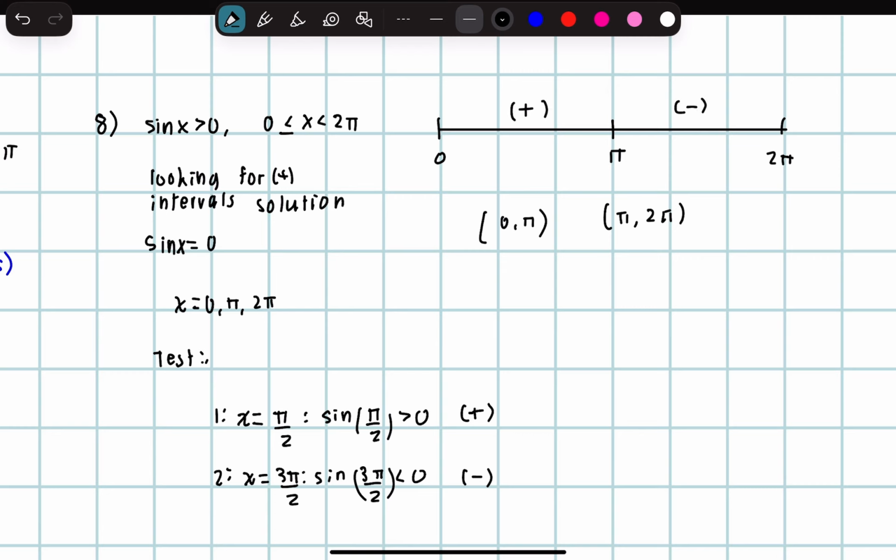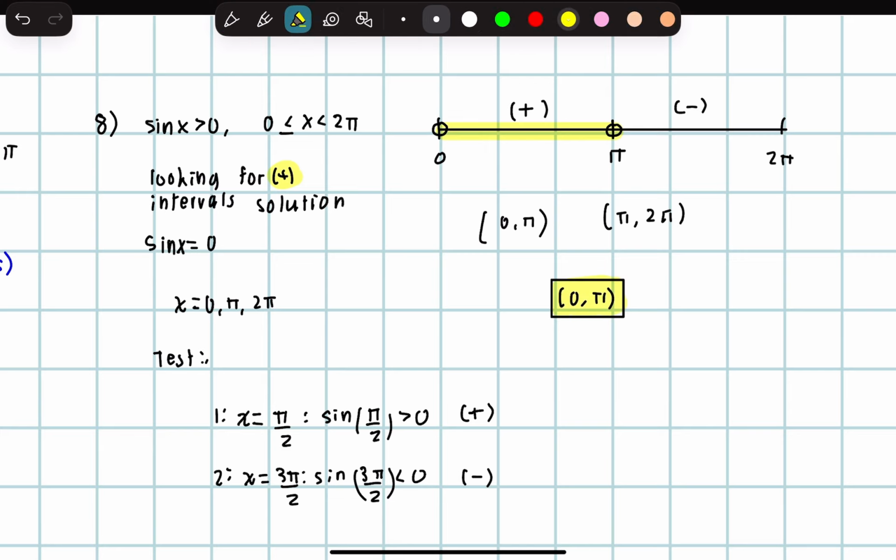And in the inequality, we want the positive solution. So that means that this is going to be our solution. And remember that it's exclusive. So that means our solution will be written as 0 to pi, and then we can write open circles to indicate that those parts are exclusive, and then this is going to be our answer.